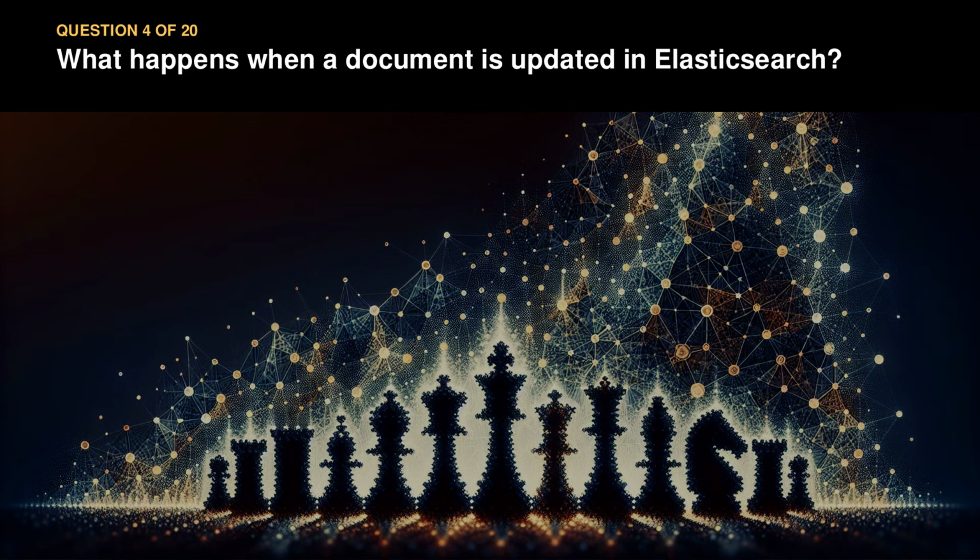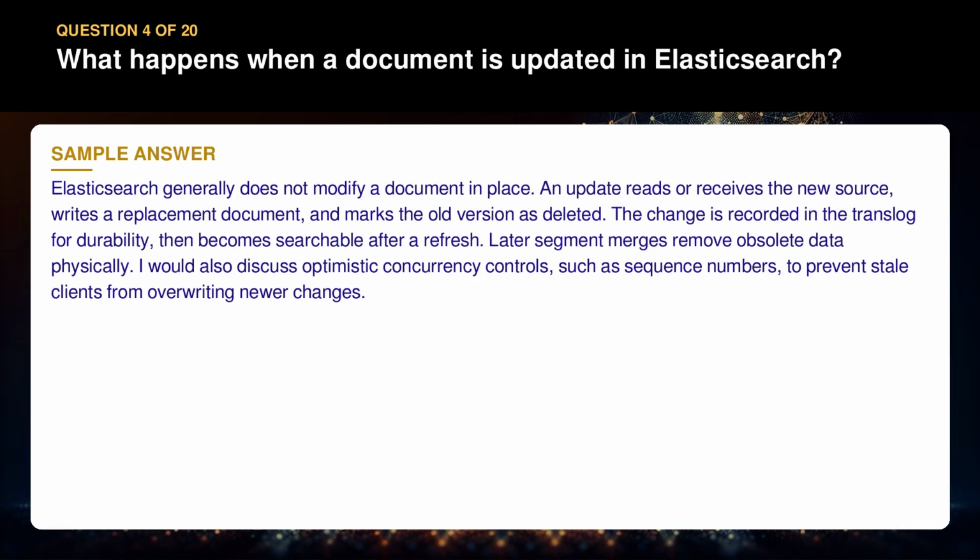Question 4. What happens when a document is updated in Elasticsearch? Elasticsearch generally does not modify a document in place. An update reads or receives the new source, writes a replacement document, and marks the old version as deleted. The change is recorded in the translog for durability, then becomes searchable after a refresh.